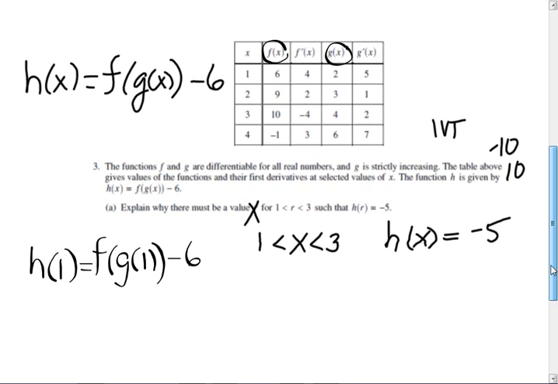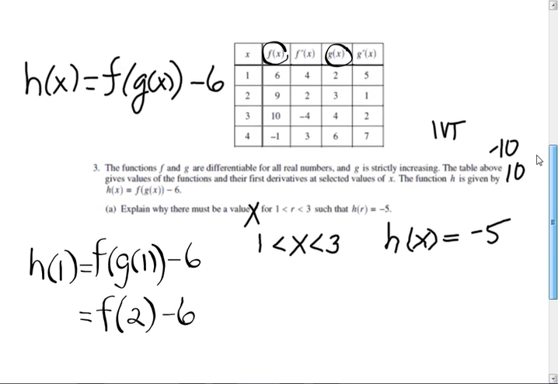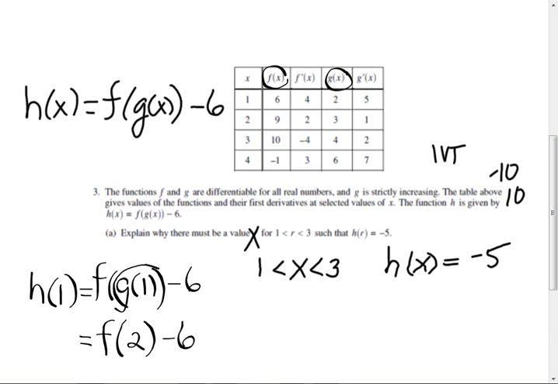Now, what's g of 1? 2. Okay, Brian? You know what you're doing over here? It's f of 2 minus 6. What's f of 2? Because it was g of 1, we start from the inside. G of 1 is this column is 1, and I go over here to the 2. Now, it's f of 2.